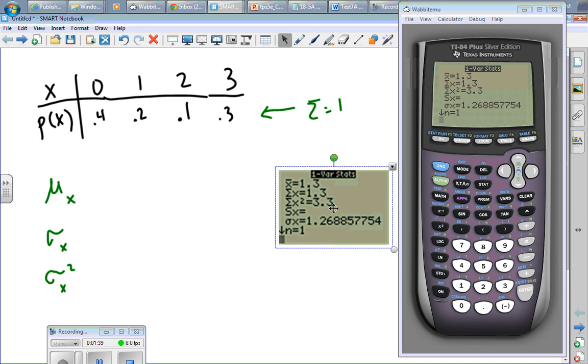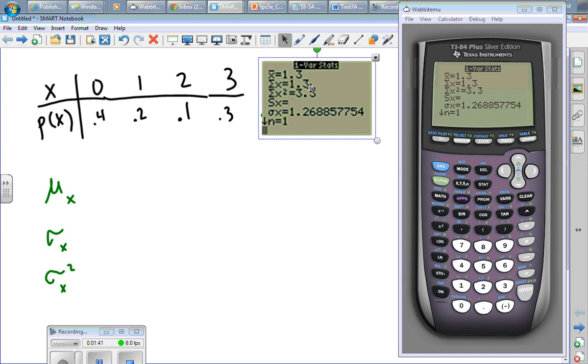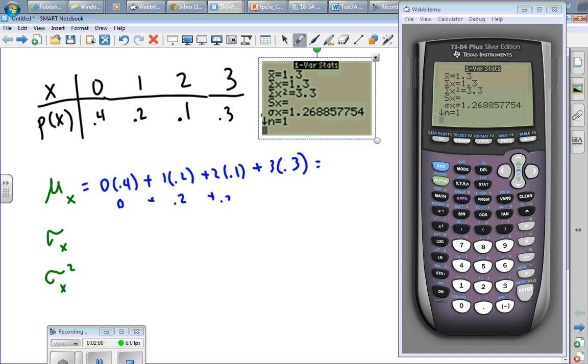But I want to see if we can do this by showing the work as well. So to find the mean, the work looks like this. It's 0 times 0.4 plus 1 times 0.2 plus 2 times 0.1 plus 3 times 0.3. You wouldn't necessarily have to show the work here, but of course this is 0, this is 0.2, this is 0.2, and this is 0.9. If I add those things together, I get 1.3, just like we knew we were going to get.